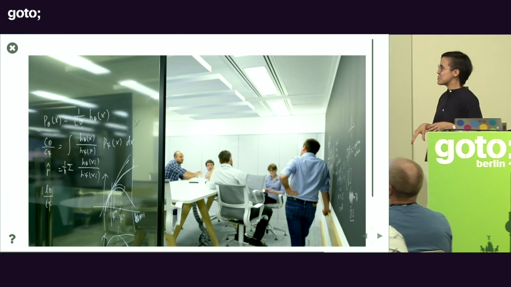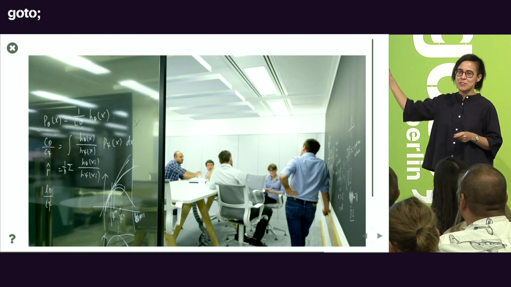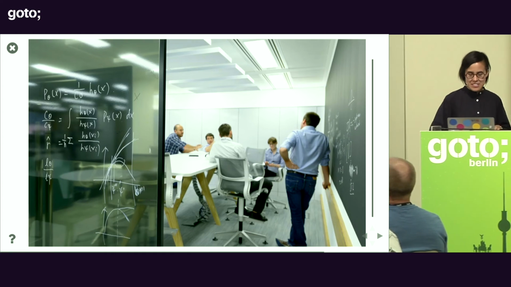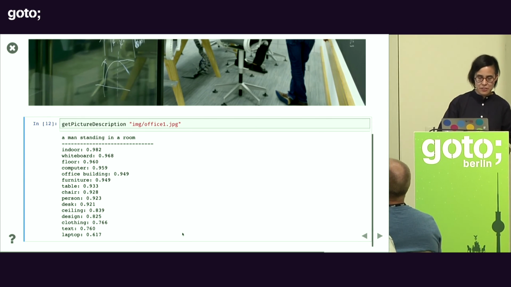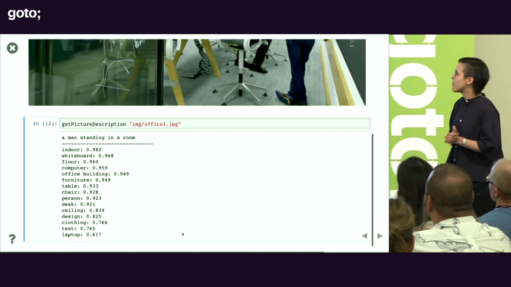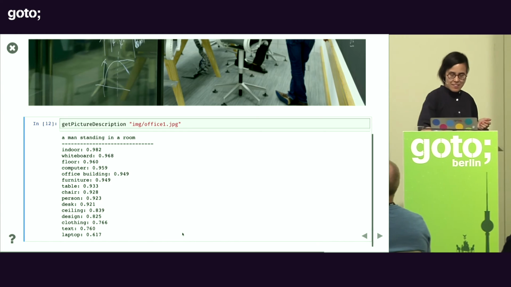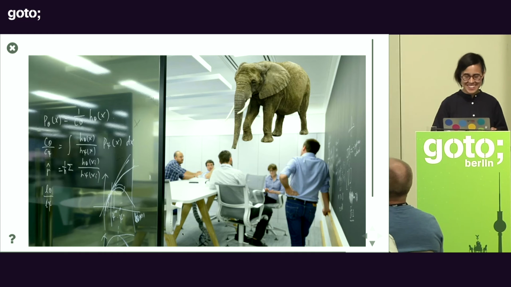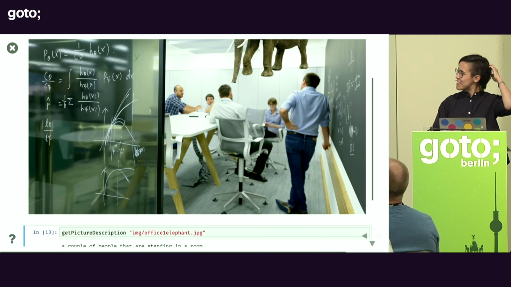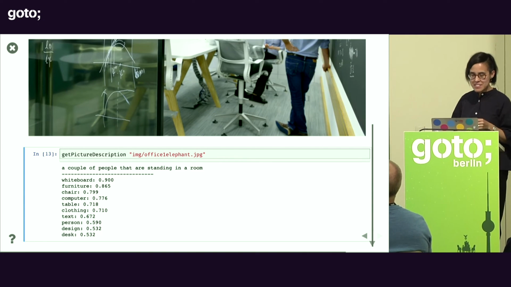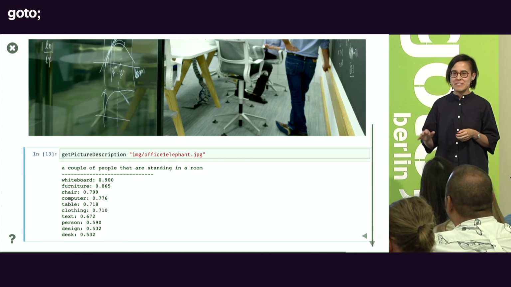So I said there is an elephant in the room. I took one of the official pictures of one of our office spaces. This is one of our meeting rooms. Let's just try it like this. And it's a man standing in a room. It's indoor. There is a whiteboard. There is floor, computer, office building, etc. OK, fine. So let's add an elephant. Most of the time, we don't have an elephant just hovering in the office. And it's a couple of people standing in a room. It changed the description, but no elephants anywhere.